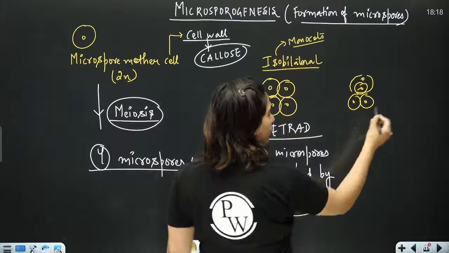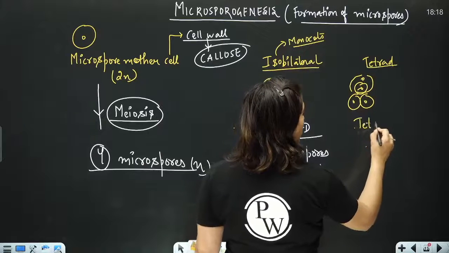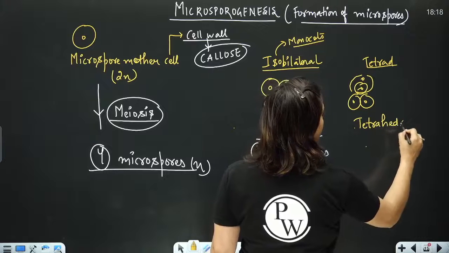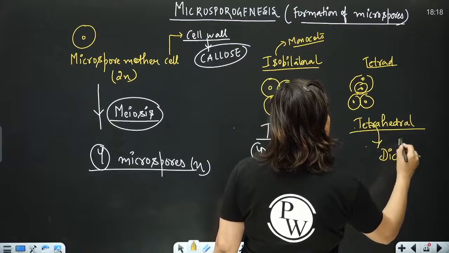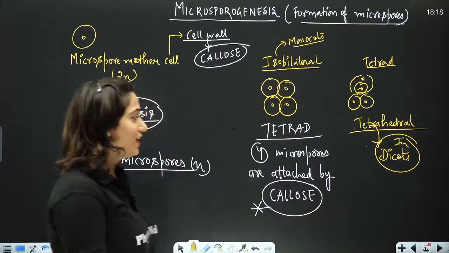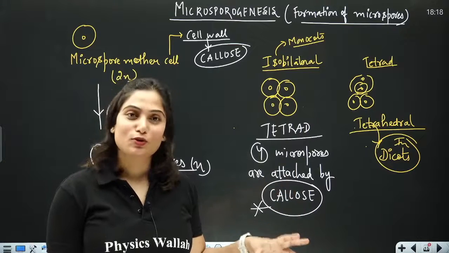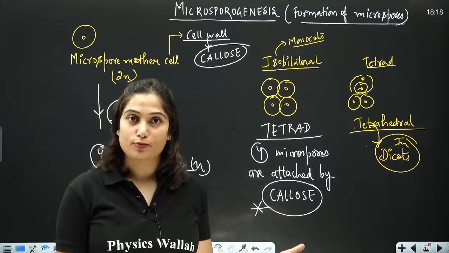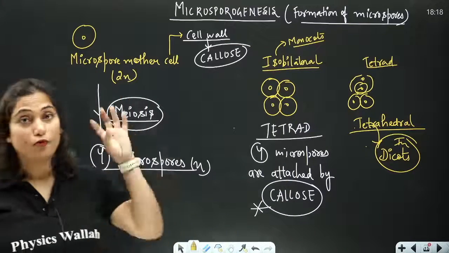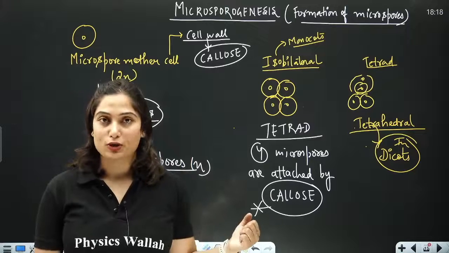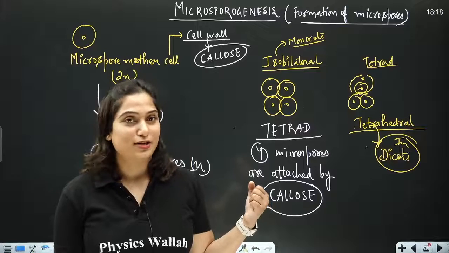But the shape of the tetrad can be tetrahedral also, and this is seen in case of dicots. Okay, so what is happening at the center? The sporogenous tissue gave rise to microspore mother cells, and each microspore mother cell undergoes meiosis to form 4 microspores. Those 4 microspores are haploid structures which remain attached to each other and form a tetrad.